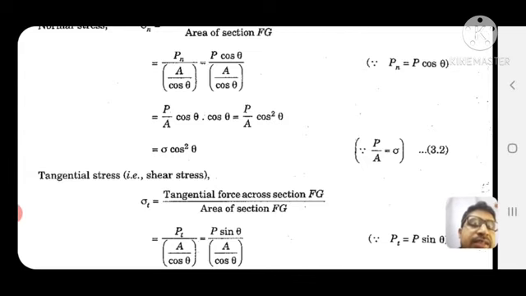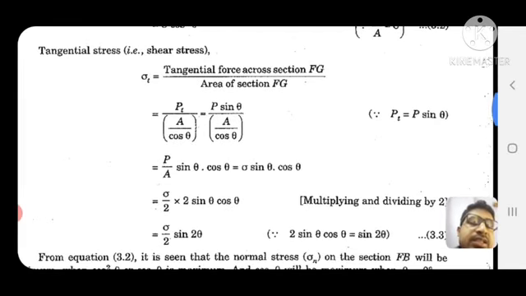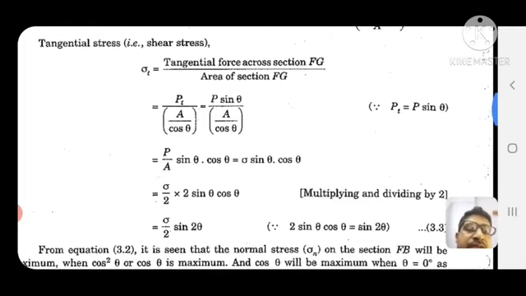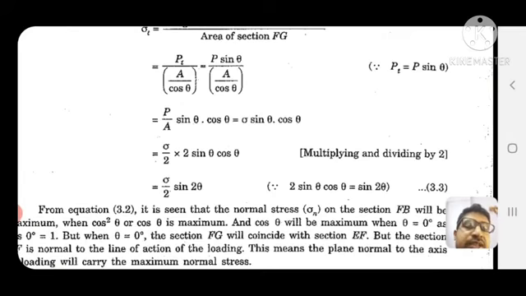Tangential stress or shear stress sigma t is the tangential force across section FG divided by the area of section FG. So Pt divided by A by cos theta, P sin theta divided by A by cos theta, P by A sin theta into cos theta. So sigma sin theta cos theta, that is equal to sigma by 2 into 2 sin theta cos theta, that is equal to sigma by 2 sin 2 theta.